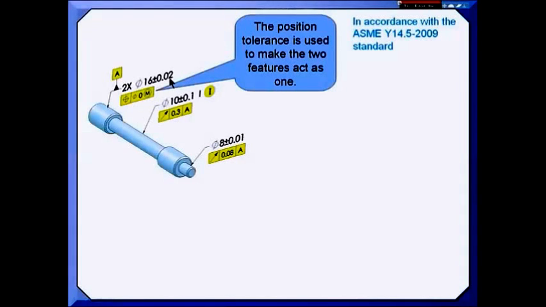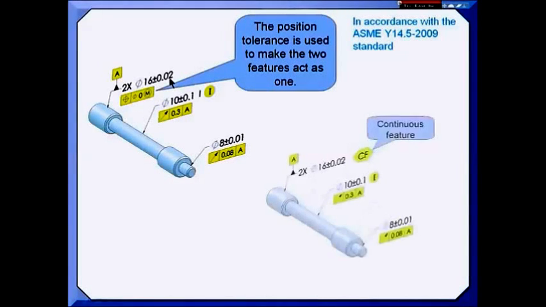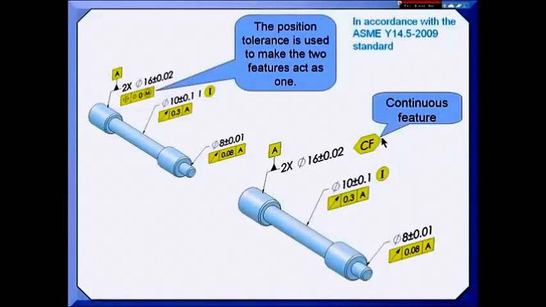The 2009 revision gives us another way to accomplish the same task. We now have this symbol called the continuous feature symbol, or you could do it with a note. And it's saying treat these two 16 millimeter diameters as though they were one feature of size. If I do this, rule number 1 kicks in, which tells me that they must fit through a boundary or envelope of perfect form at 16.02. So both drawings are saying exactly the same thing. You can pick whichever one fits your culture.